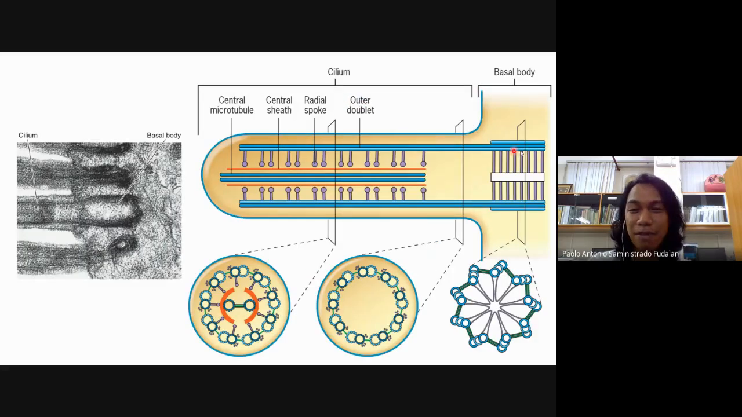And then here we have the microtubules as seen on how they are arranged in a cilium or a flagellum. So notice here at the bottom, here's the basal body. And then here is the cross section of the basal body. What does this resemble?